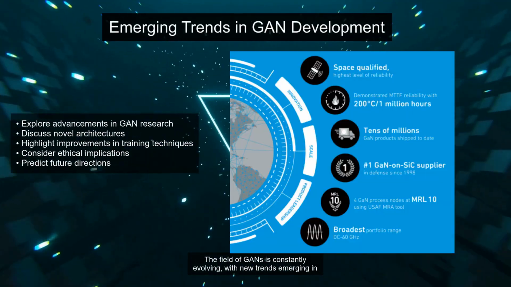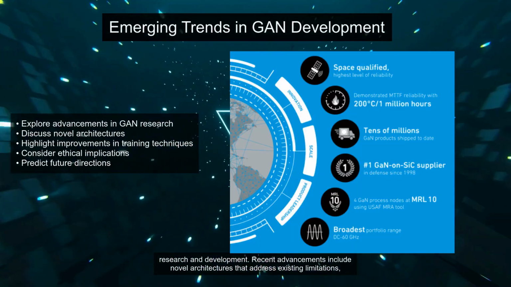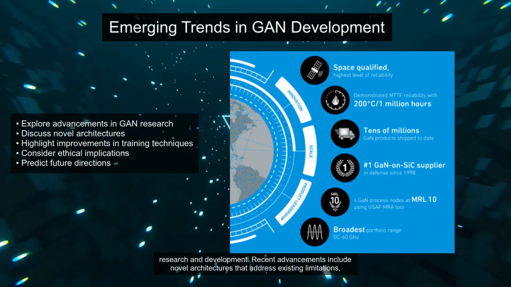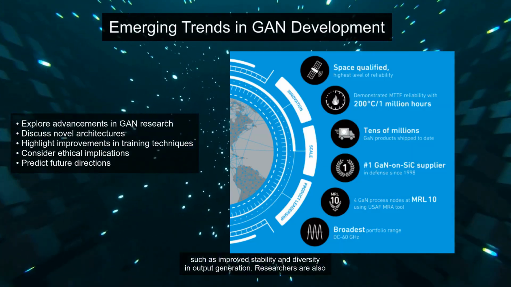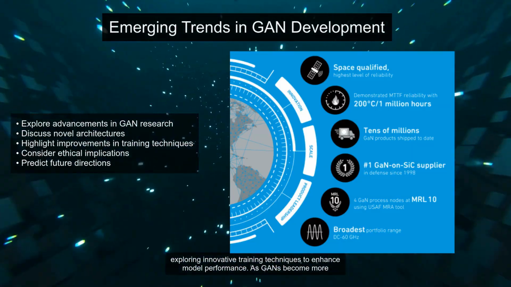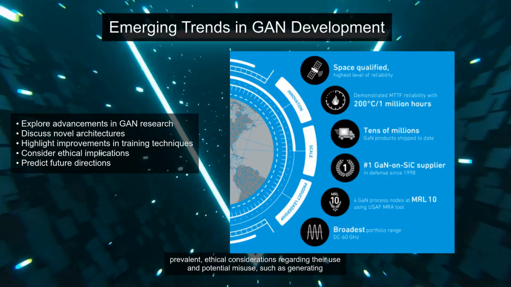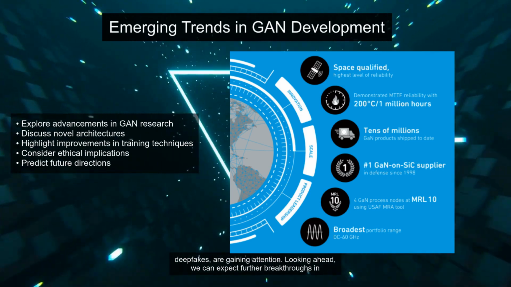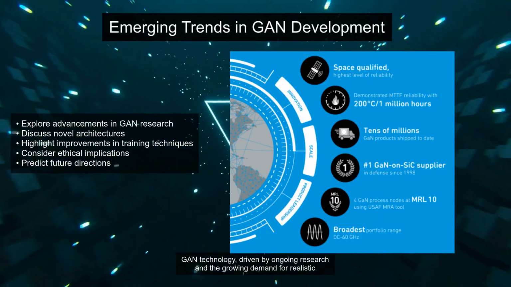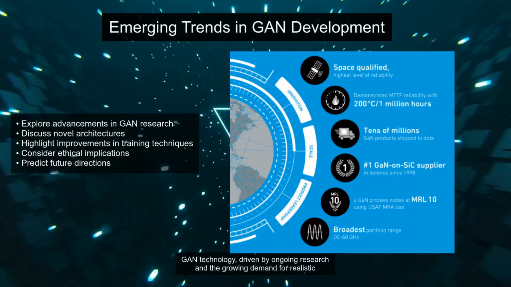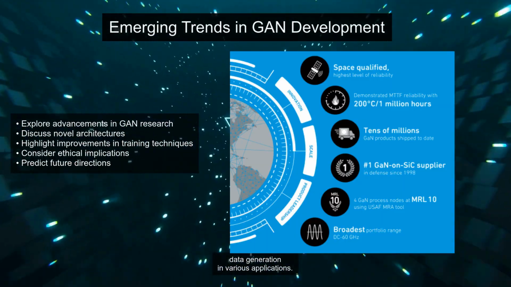The field of GANs is constantly evolving, with new trends emerging in research and development. Recent advancements include novel architectures that address existing limitations, such as improved stability and diversity in output generation. Researchers are also exploring innovative training techniques to enhance model performance. As GANs become more prevalent, ethical considerations regarding their use and potential misuse, such as generating deepfakes, are gaining attention. Looking ahead, we can expect further breakthroughs in GAN technology, driven by ongoing research and the growing demand for realistic data generation in various applications.